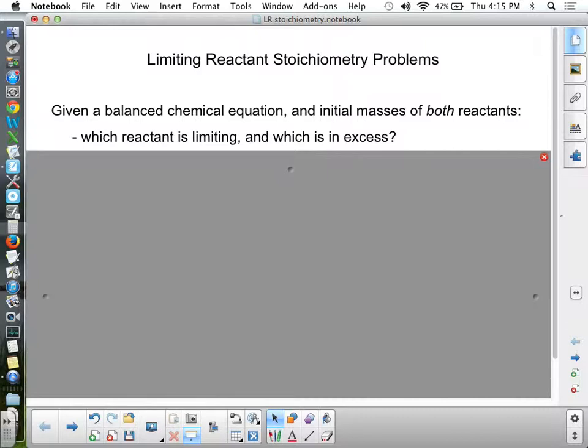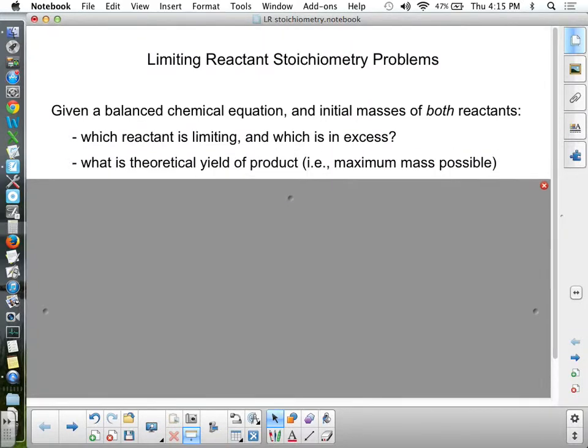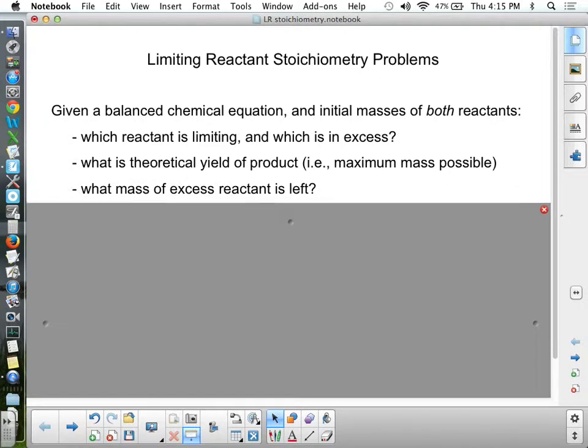Number one, of the two reactants, which one is limiting and which one is present in excess? Number two, what's the theoretical yield of product? That is, what is the maximum mass of product that you expect to get? And finally, what mass of the excess reactant is left over after the reaction is finished?